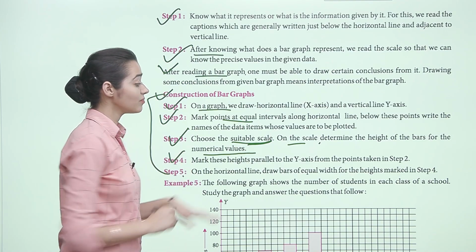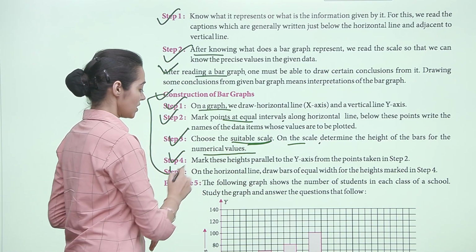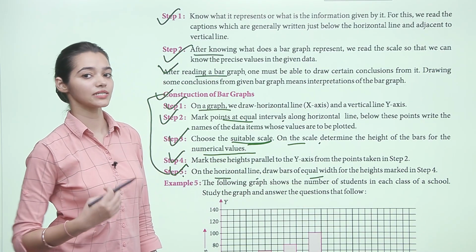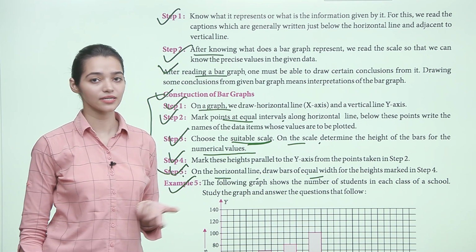Now in step 4, we will mark these heights parallel to the y-axis from the points taken in step 2. Now in step 5, on the horizontal line, we will draw bars of equal widths for the heights marked in step 4. Now let's understand example number 5 to understand this topic better.